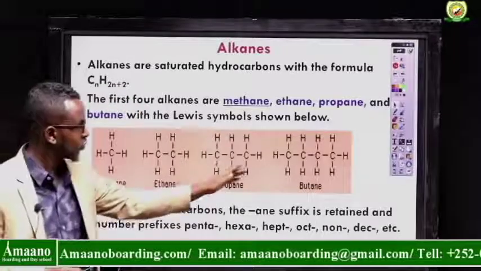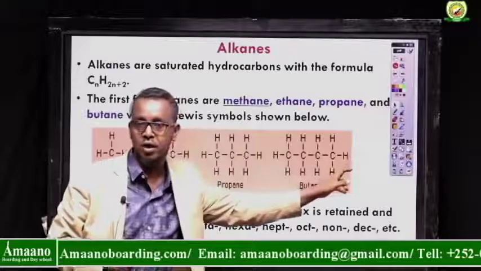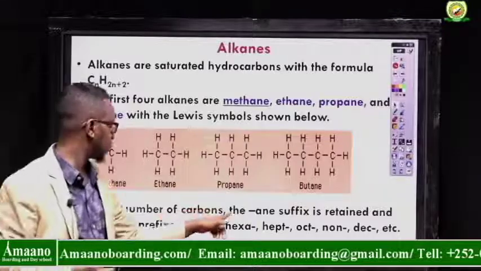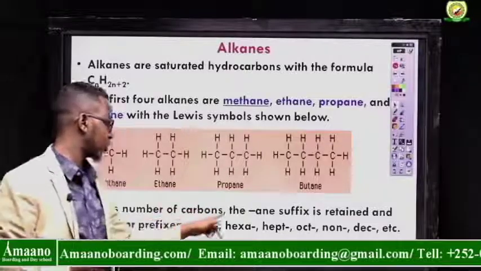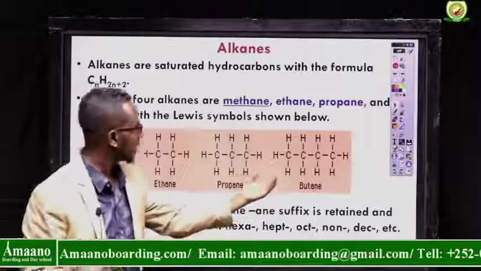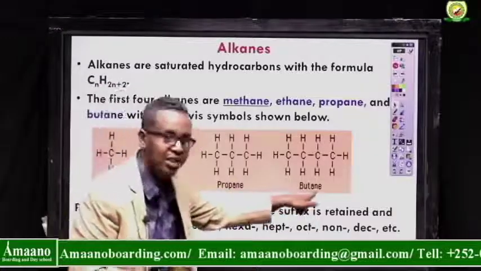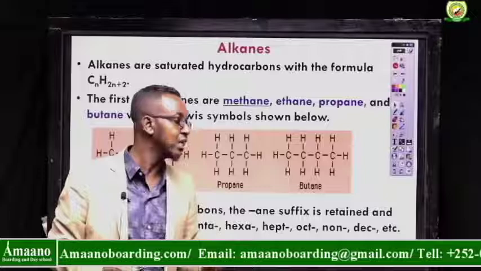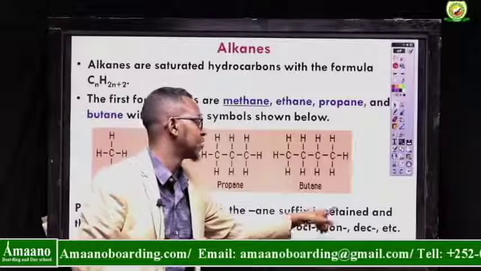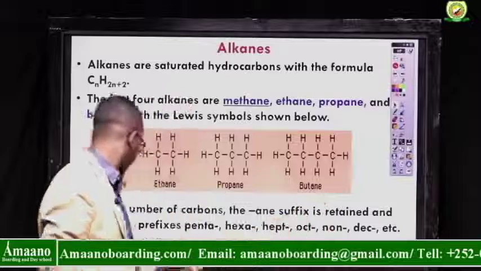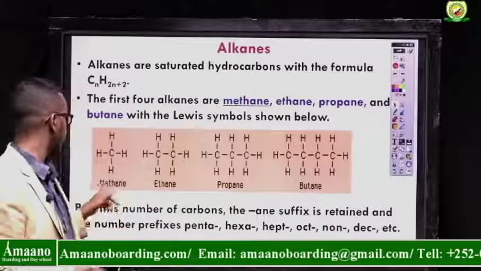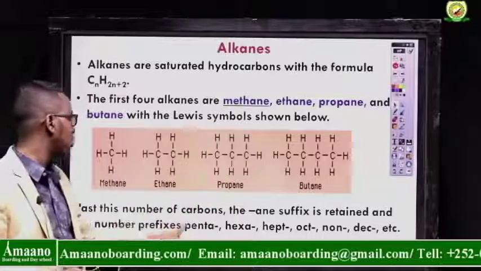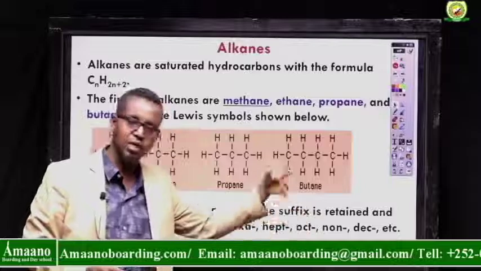For example, if you pass this number, this is 4, carbon number 4. So this is the number of carbons. So the N is the suffix. Consider this part, the N part. Ane. So the suffix of alkanes is ane, A-N-E. So this suffix is retained. It's supposed to be constant. And the number of carbons gives the prefix: meth, eth, prop, but, pent, hex, hept, oct, non, dec, undec, dodec.